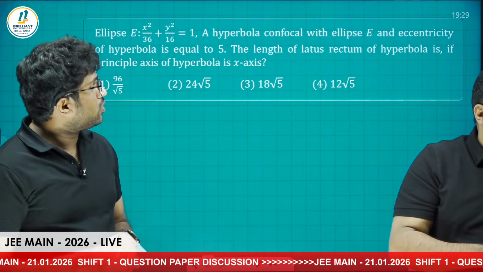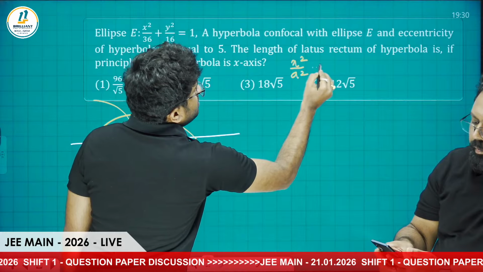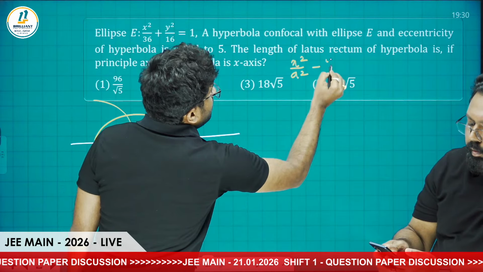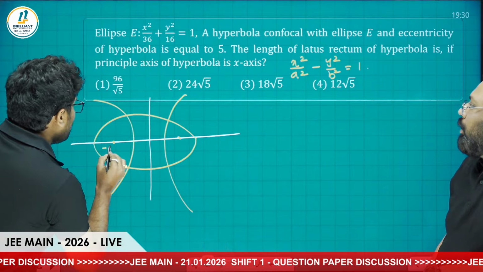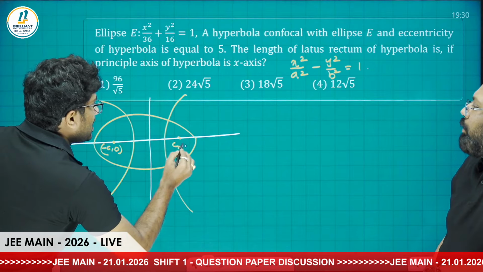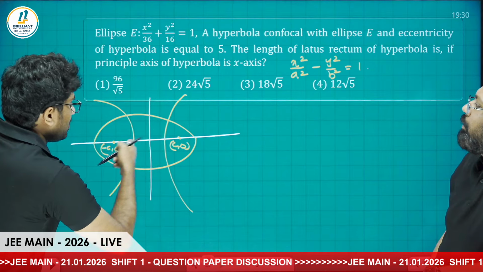Now x square by 36 plus y square by 16 is equal to 1 is an ellipse. For the hyperbola, let's take the equation of the required hyperbola as x square by a square minus y square by b square is equal to 1. They have given confocal, which means the distance between foci is the same. The foci are minus c comma 0 and c comma 0. So the distance between foci in the ellipse, which is 2c, is also the same distance between the foci of the hyperbola.